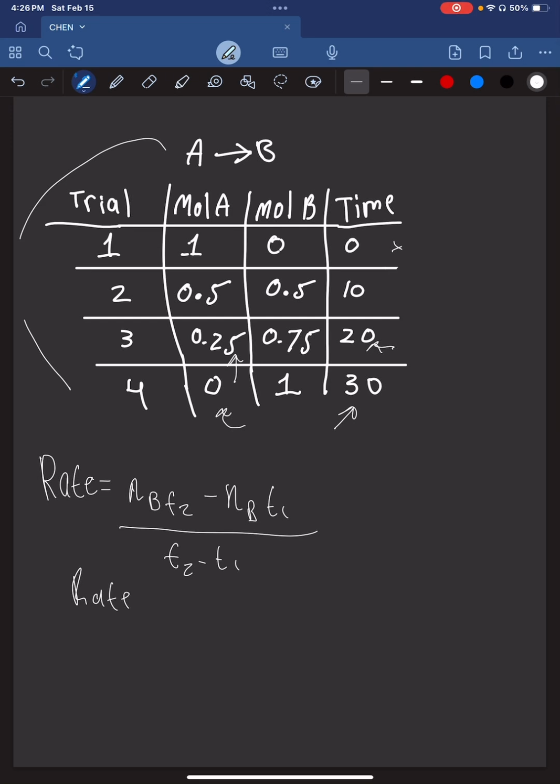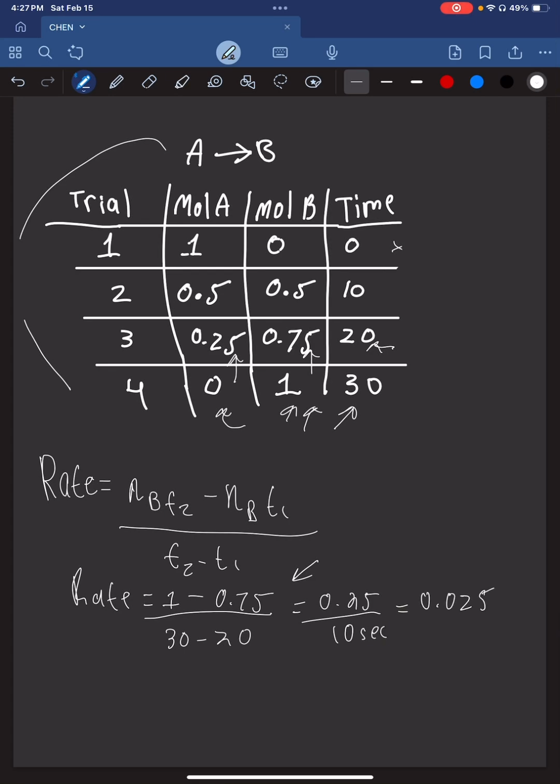So let's pick some numbers. Let's do 30 and 20 again because I want to show y'all something. So here for B at 30 seconds, we have 1 mole. And at 20 seconds, we have 0.75. Peep how it's a positive number, which means we're doing something right. T2 minus T1, again, 30 minus 20. And this is equal to 0.25 over 10 seconds, which is equal to 0.025 moles per second.